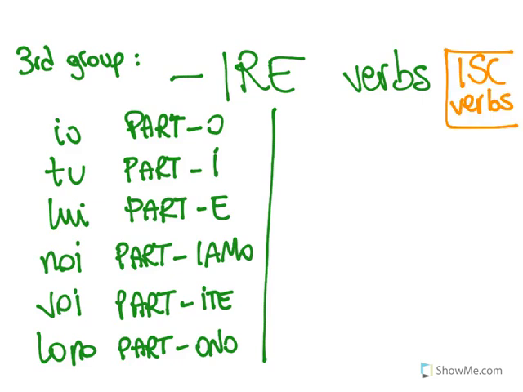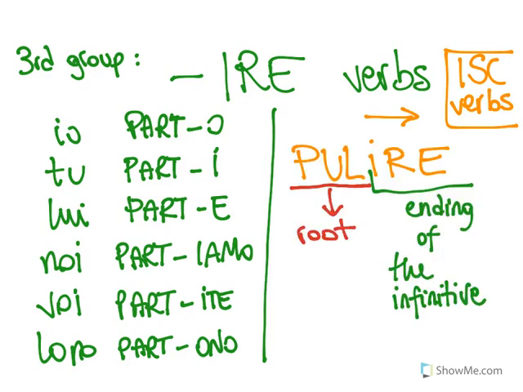Within this third group of verbs ending in -ire, there are some special verbs called the -isc verbs. They belong to the same group, but they behave a little differently from the others. These verbs add an additional suffix between the root of the verb and the ending of the present tense for the first, second, third person singular and the third person plural.